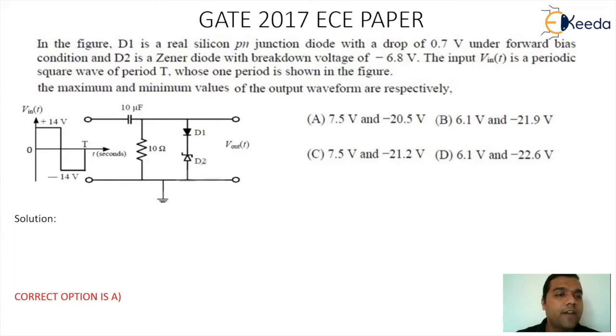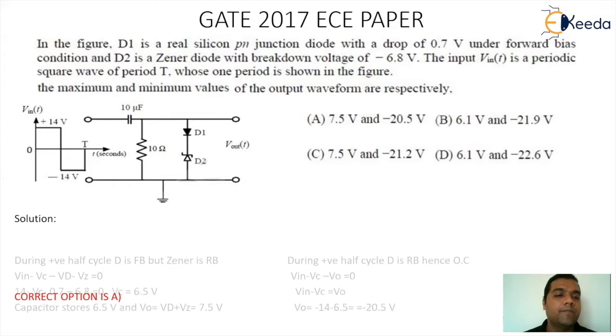When you look at the figure carefully, you can see that the input is in the form of a square wave and the circuitry has a capacitor, a diode, a Zener diode, a resistor and the output point. This circuitry is basically a clamper circuitry. So if it is a clamper circuitry, we need to find what will happen for the positive half cycle as well as the negative half cycle. Let's go for the solution.